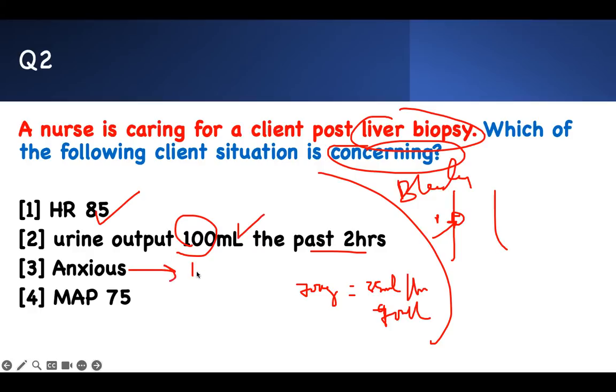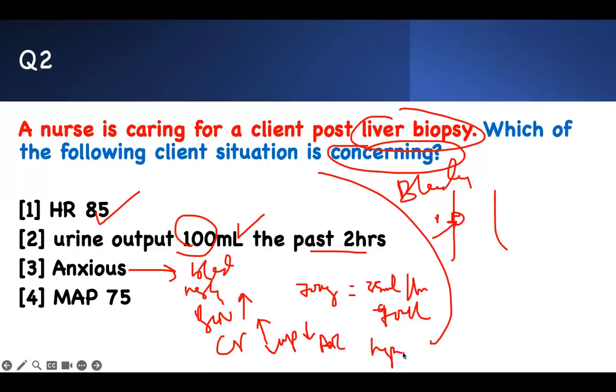Anxiety, it means you're bleeding. Restlessness, it means you're bleeding. BUN increase, bleeding. Creatinine increase, bleeding. Urine output decrease, bleeding. Tachycardia, bleeding. Hypotension, bleeding. Changing mental status, bleeding. Grey Turner sign, that means flank ecchymosis, bleeding. Cullen sign, that means periumbilical ecchymosis, bleeding.